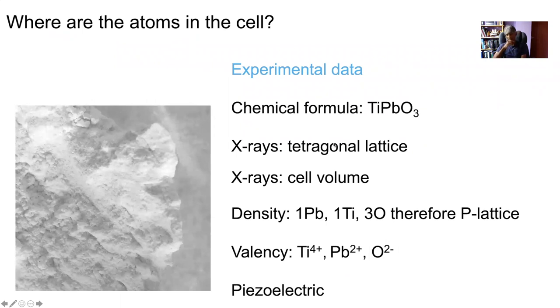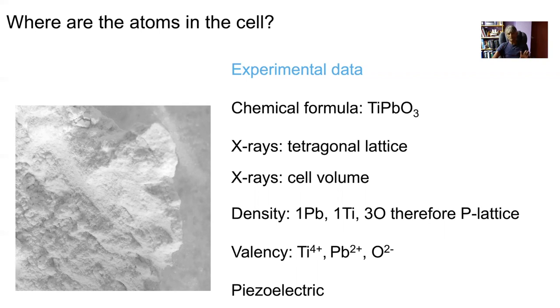we discussed lead titanate, and we began with an accumulation of experimental data where we know the chemical formula, we know the lattice type using X-ray diffraction, we know the cell volume and the density, and therefore we can show that there is just one formula unit in the cell, which is therefore primitive. And we have information about valences, which indicates that the coordination of oxygen around titanium will be larger than around lead. And furthermore, that the crystal doesn't have a center of symmetry because it's piezoelectric.